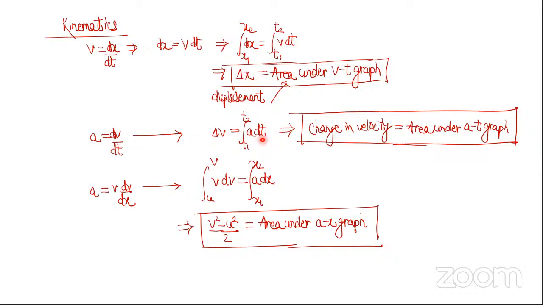Delta v can be written as integration a dt, so change in velocity is area under at graph. Integration v dv from u to v can be written as integration a dx. That means area under ax graph is v square minus u square by 2. I hope all of you have understood up to this much, isn't it?